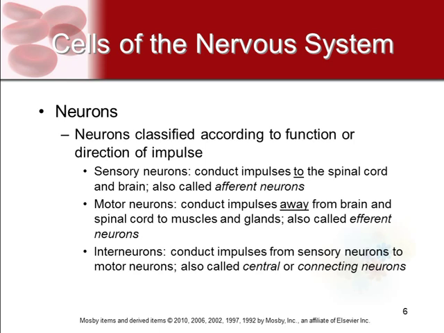And then you have your motor neurons. Your motor neurons are used to carry messages away from the brain through your spinal cord and out to your muscles or glands to create whatever reaction the body is having to whatever sensory information it gained. These are called efferent neurons. And then you also have interneurons. Interneurons connect the impulses from your sensory neurons to your motor neurons. These are also called central or connecting neurons. And that's just to carry the message back and forth.